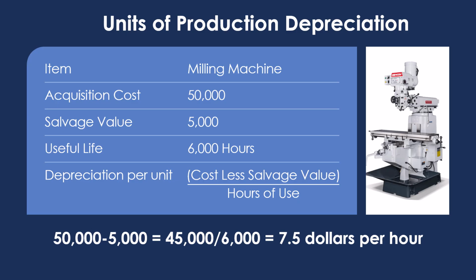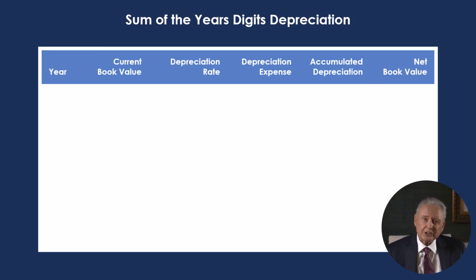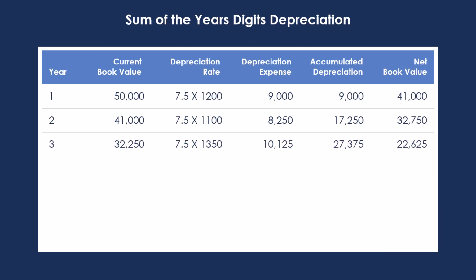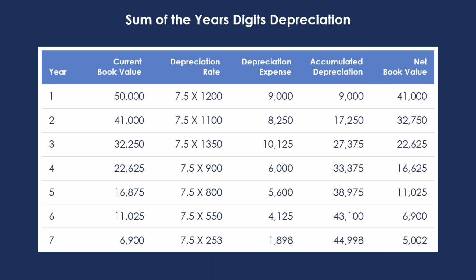Back to our example. The milling machine costs $50,000. Salvage value is $5,000, so the depreciable amount is $45,000. Divide that by 6,000 hours, we get $7.50 per hour. Here's the depreciation table for units of production. In year 1, the machine was used for 1,200 hours. 1,200 times 7.50 equals $9,000. Net book value is $41,000.